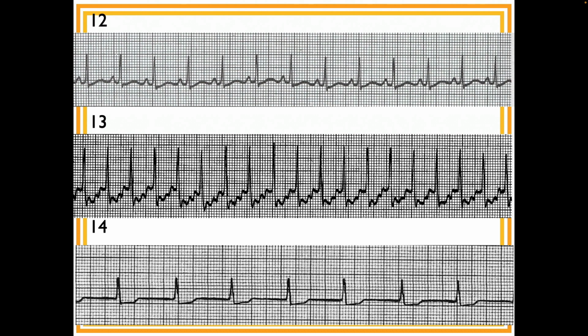R to R looks regular. Heart rate 75. No P waves. So no PRI. And QRS looks good. So 75, so accelerated junctional.